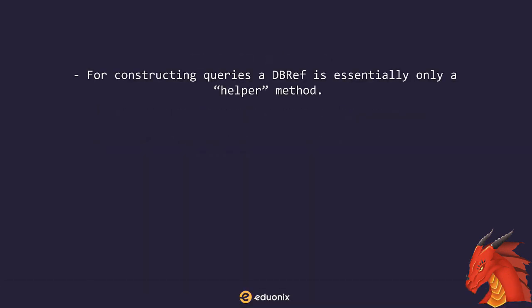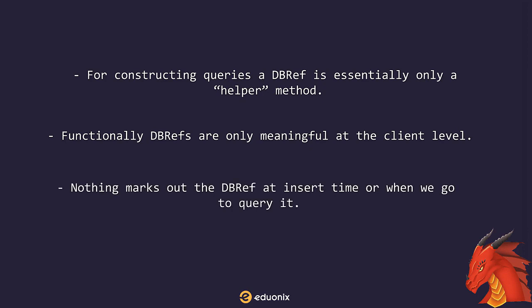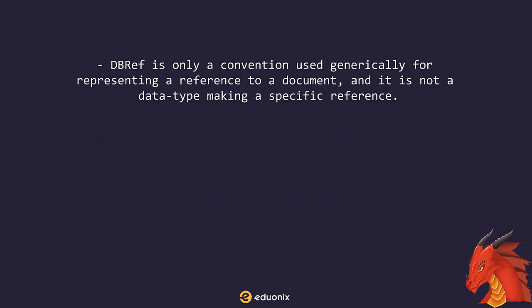For constructing queries, a DBRef is essentially only a helper method. Functionally, DBRefs are only meaningful at the client level. That is, there's nothing going on in the server that makes them special. Additionally, nothing marks out the DBRef at insert time or when we go to query it. DBRef is only a convention used generically for representing a reference to a document, and it is not a data type making a specific reference. DBRef references, as I'm about to explain, are just not reliable.